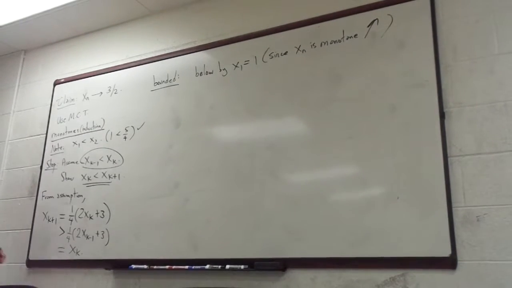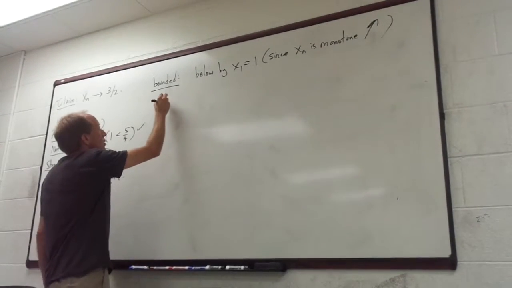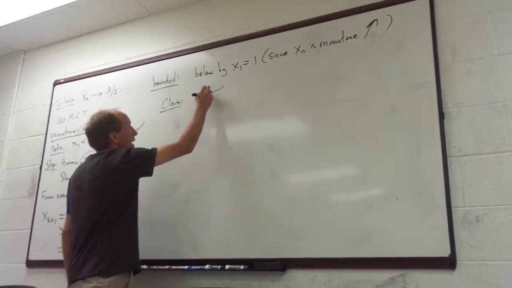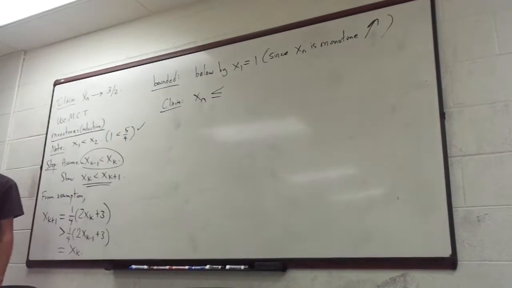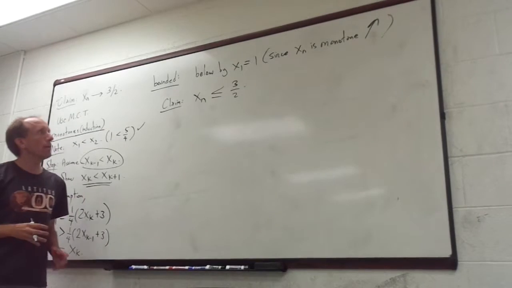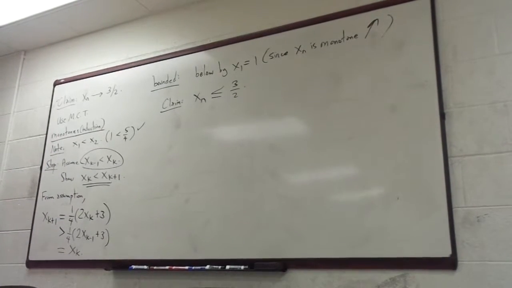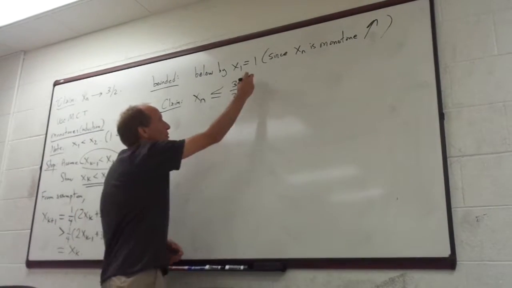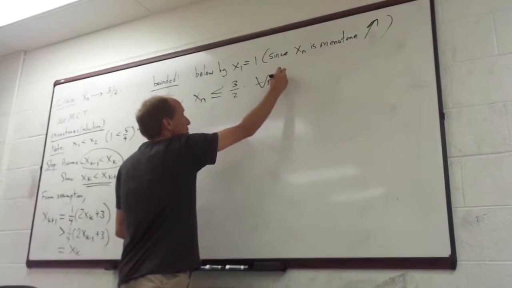And then what do we suspect that it would be? So we're going to have to make a claim here. Xn we would claim is bounded above by what would you suspect? 3 halves. Right, it's kind of converging at 3 halves from that direction. And how would you suggest we would prove that part? Induction, definitely. Definitely induction again, because you're proving this for all natural numbers n.